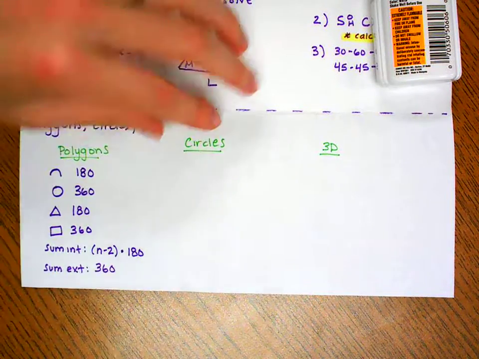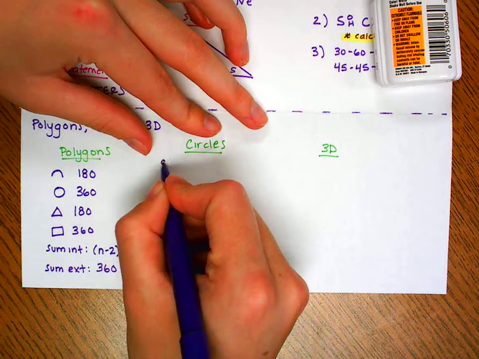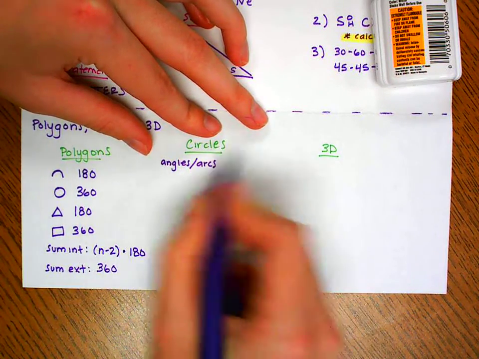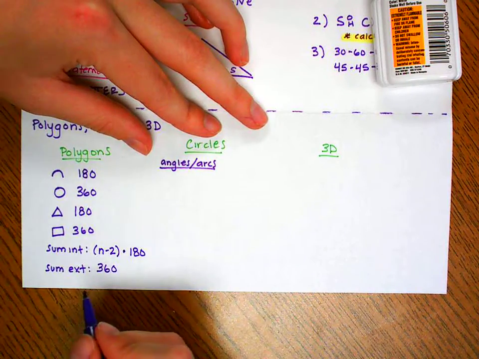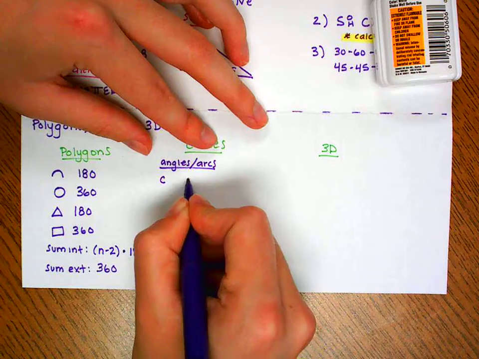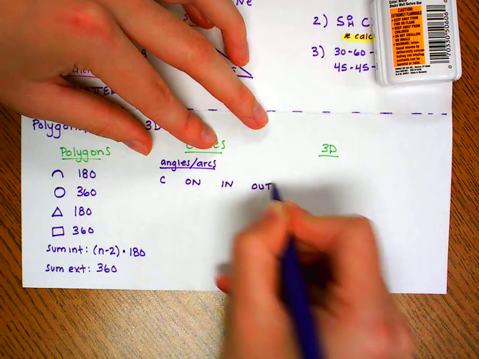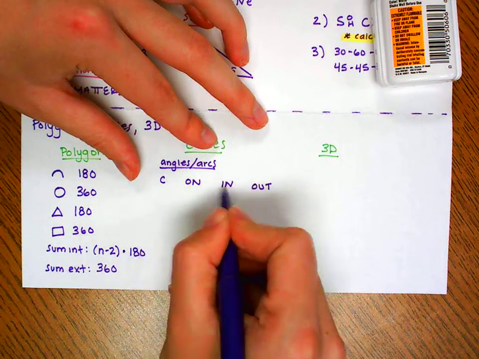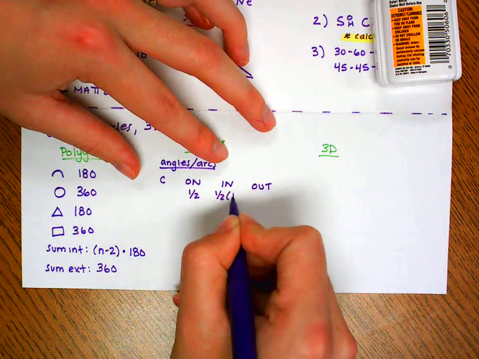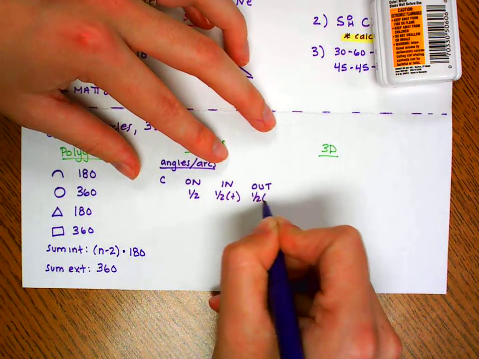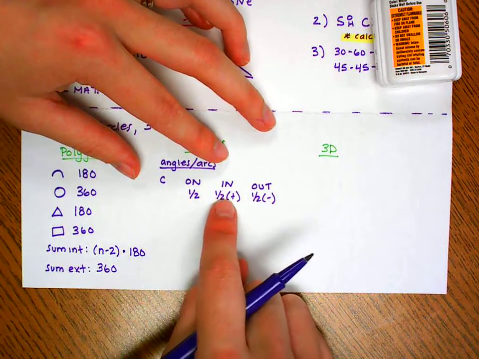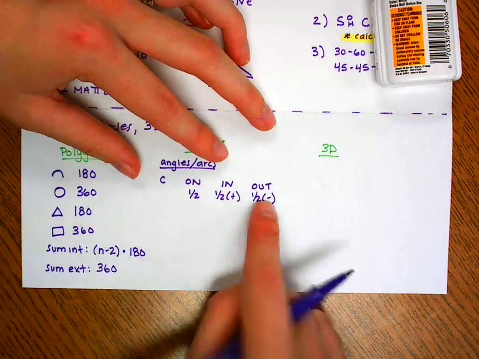For circles, we have a lot. If we're trying to solve for angles or arcs, that's when we had our on, in, out, half, plus, minus. I'm going to add one more, and I'll explain it in a second. So we have on, in, out, half plus, half minus. Now in class, we just did on and out, half, plus, minus, but sometimes people forgot the halves. So it's half plus the two arcs, half minus the two arcs.